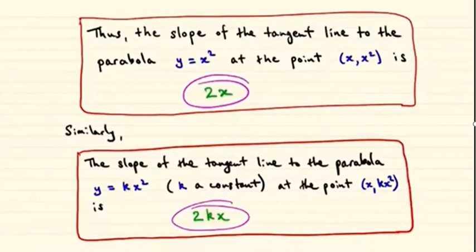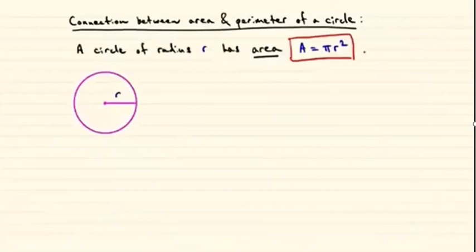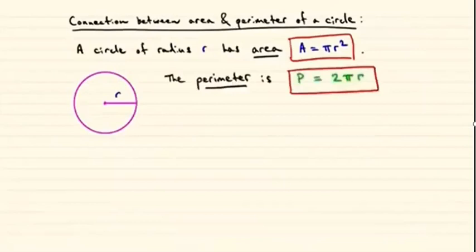We can now discover a surprising connection with areas of circles. Consider a circle of radius r. Its area, capital A, is given by the formula pi r squared. The perimeter, capital P, is given by the formula 2 pi r. That is twice pi r, which is precisely the slope of the tangent line.